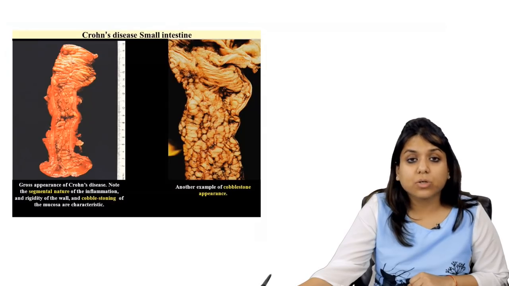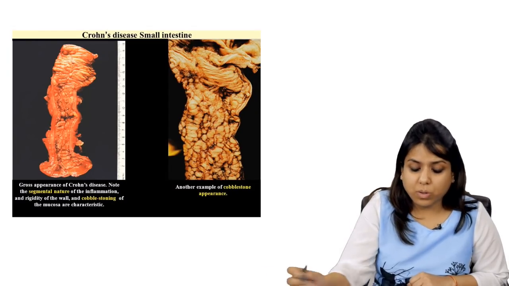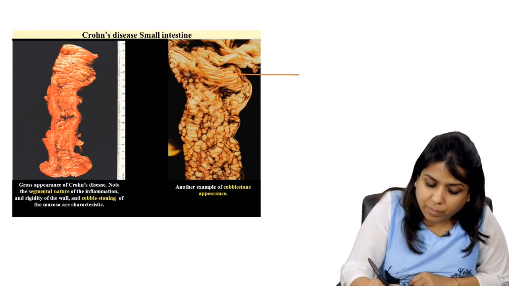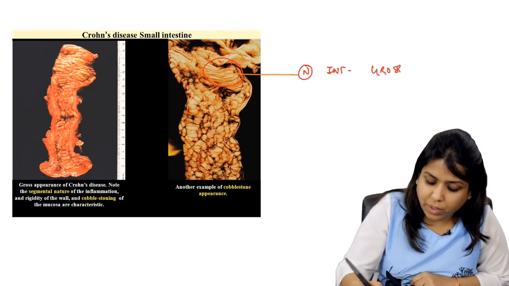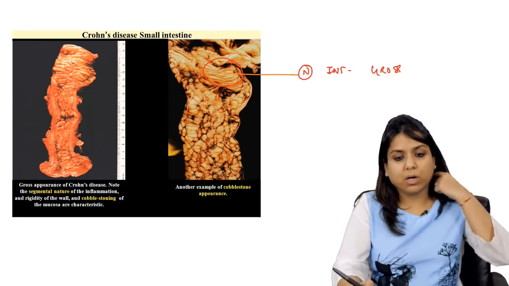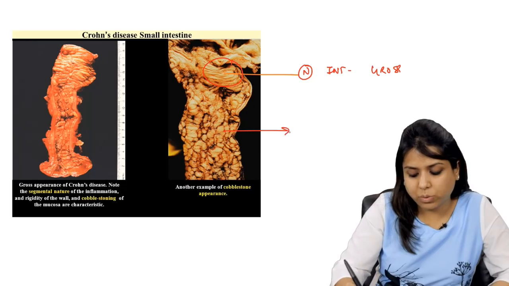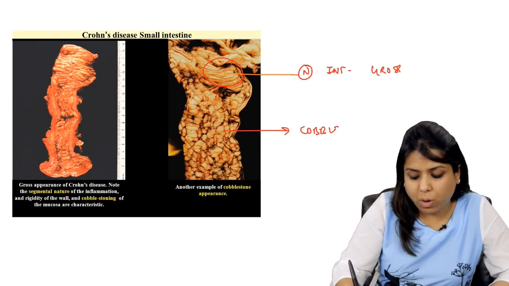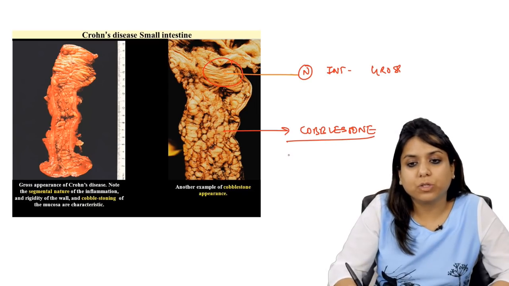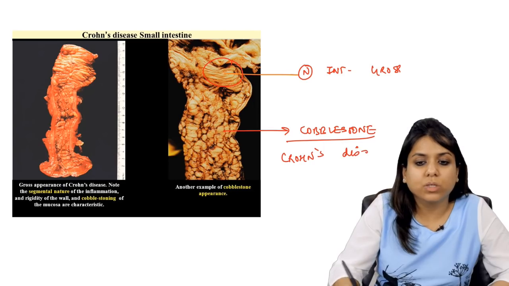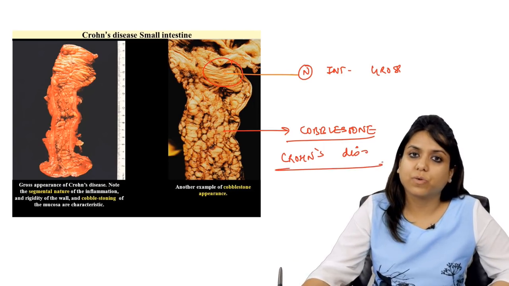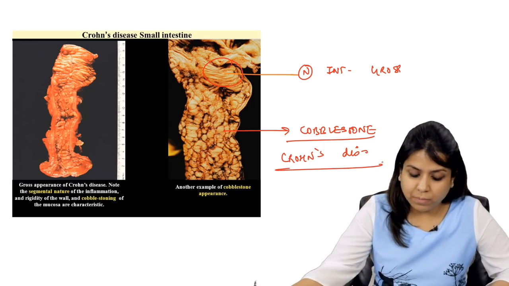Next image, students, Crohn's disease. In Crohn's disease, this is basically a normal intestinal gross, right? Here you have a mucosa which looks like a cobblestone. So you have cobblestone appearance of mucosa, and this is a characteristic feature of Crohn's disease.